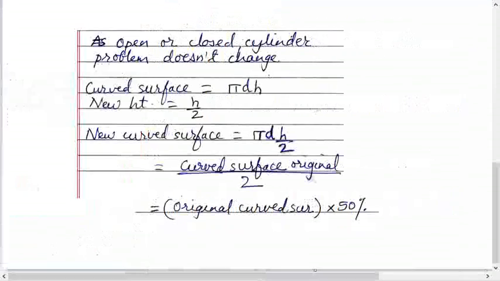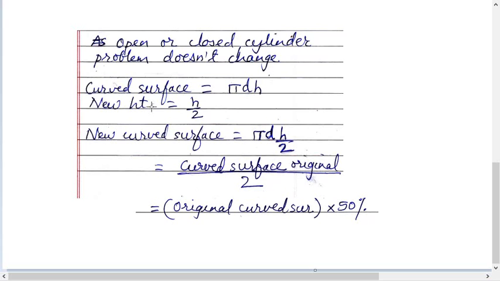That's what is required. See here, in exams sometimes they might say closed cylinder, sometimes they might say open cylinder. But let it be anything, the problem doesn't change. See here, for the original cylinder, curved surface area is what? Circumference into height. So pi d into h, right?